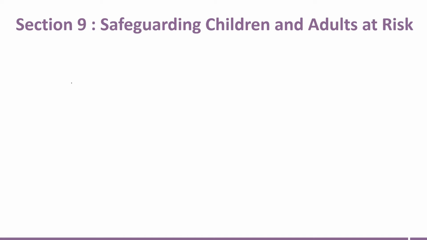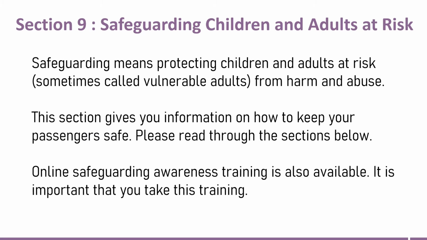Section 9. Safeguarding Children and Adults at Risk. Safeguarding means protecting children and adults at risk, sometimes called vulnerable adults, from harm and abuse. This section gives you information on how to keep your passengers safe. Please read through the sections below. Online safeguarding awareness training is also available. It is important that you take this training.